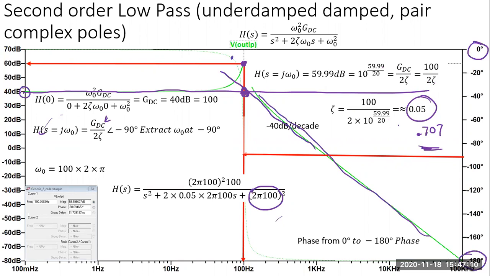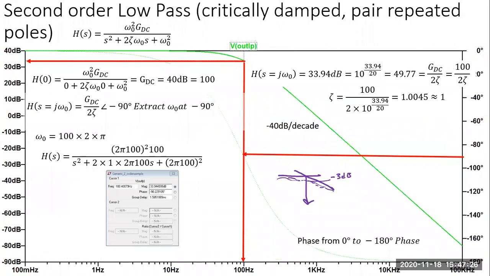Okay. So we have omega naught, same way, gain DC, and then zeta. And then, of course, fitting it into the correct equation. Now, what I skipped was this one, where the poles are repeated.